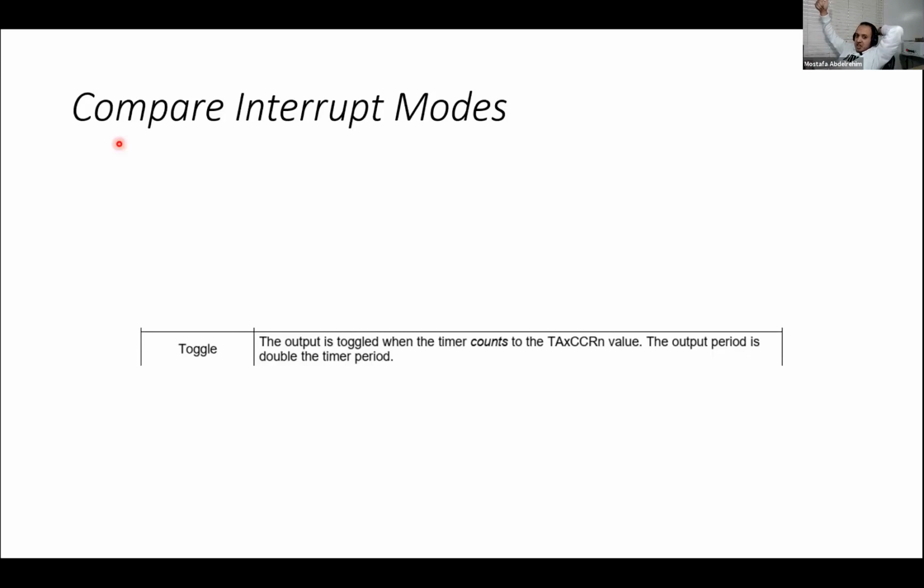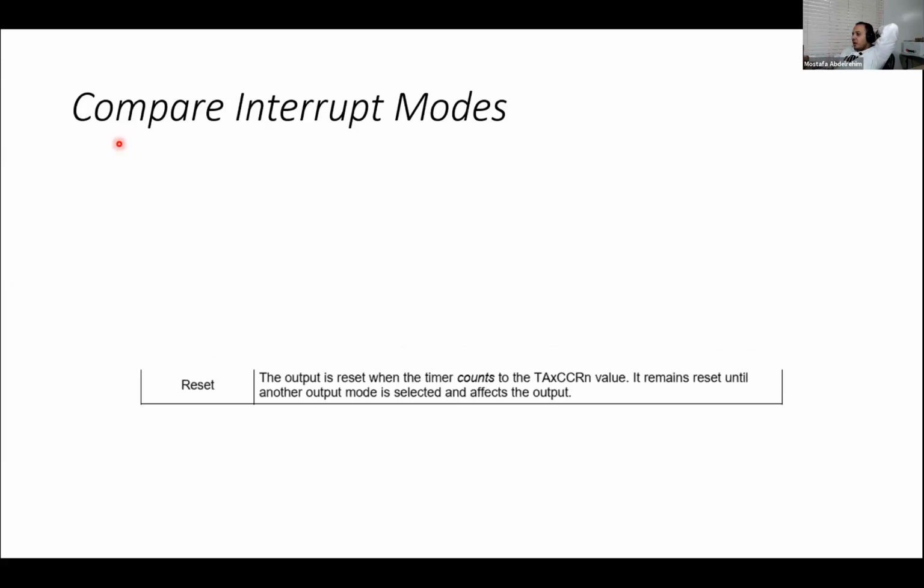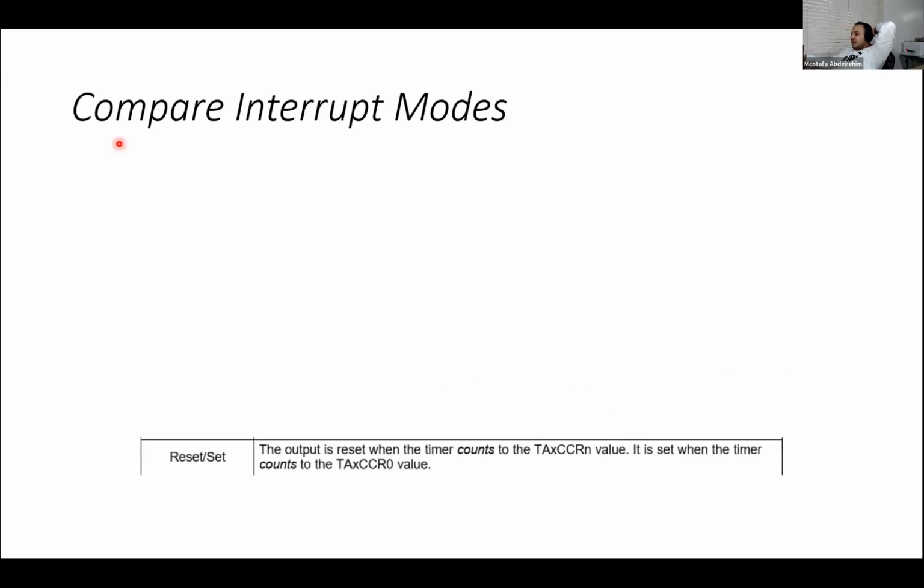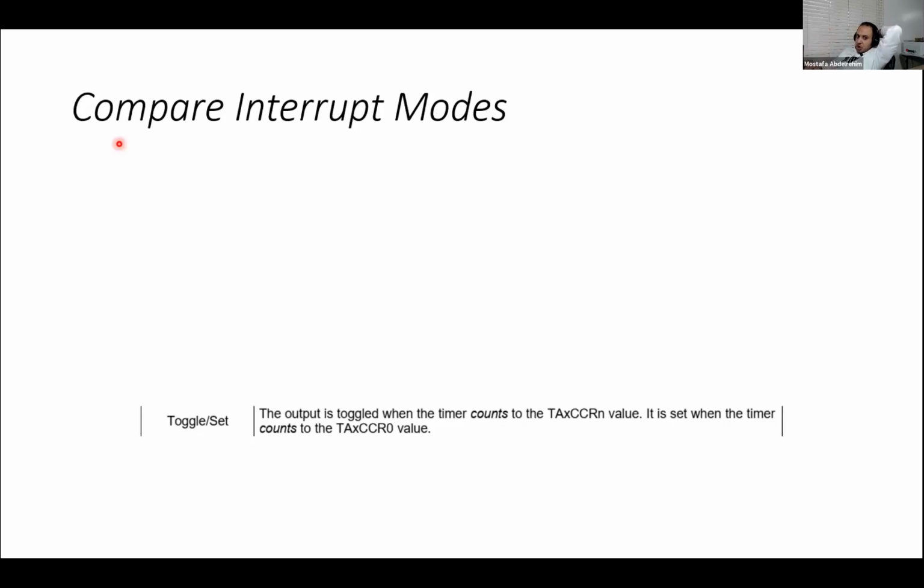Toggle, you are just toggling. This is just like the first one, the set mode, in which you have some output. This output will be 1 or 0. Whenever the timer reaches some count or some time, it will toggle the value from 1 to 0 or 0 to 1. Reset is the opposite of set. So again, when the timer reaches some value, you reset the output, you make it 0, whatever its previous value. And toggle set: under some condition, you toggle the output from 0 to 1 or 1 to 0, and under another condition, you set the value, you make the output 1.